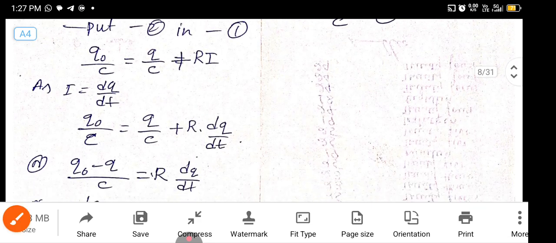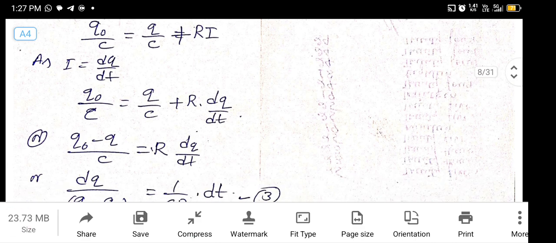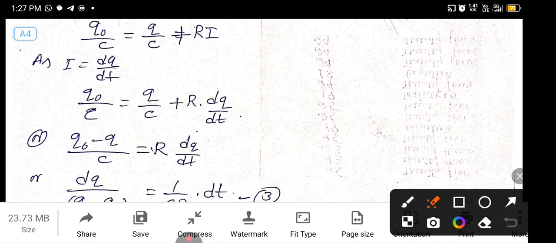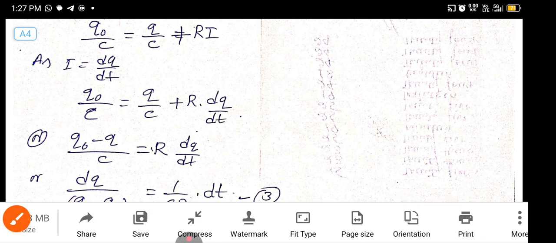Then we get Q naught by C equal to Q by C plus R I, and put the value of I, as we know that is the rate of change of charge, I equal to dq by dt. So I is replaced with this one: Q naught by C equals Q by C plus R into dq by dt. Bring Q by C to the left side, then we simplify Q naught by C minus Q by C, and R dq by dt remains on the right side.